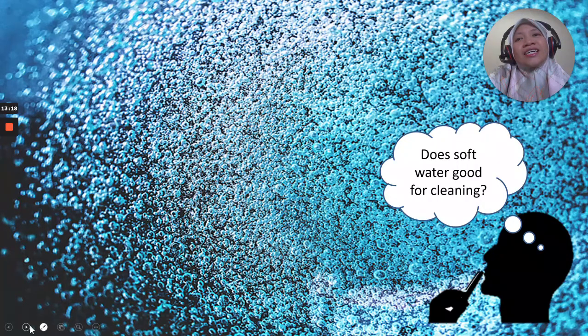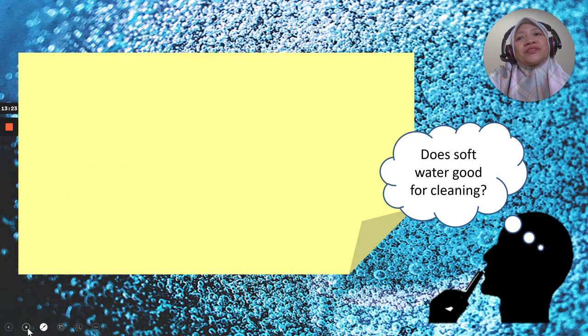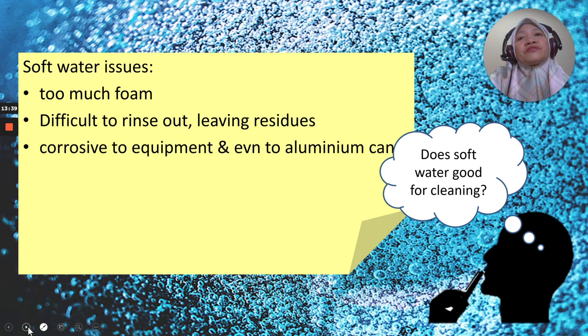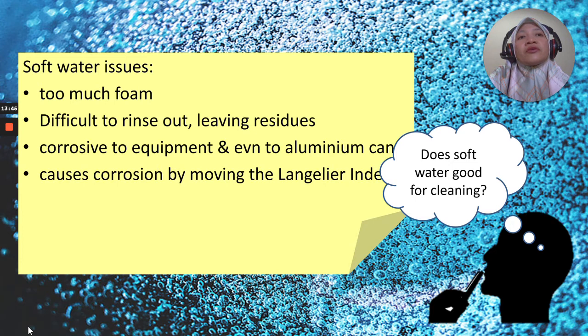Unfortunately, soft water also has its own issues when it comes to cleaning applications. Cleaning with soft water will generate so much foam, and detergent will be difficult to rinse out, actually leaving some residues. And soft water can be corrosive to equipment and even to aluminium cans. Finally, it can cause corrosion too by moving the Langelier index.